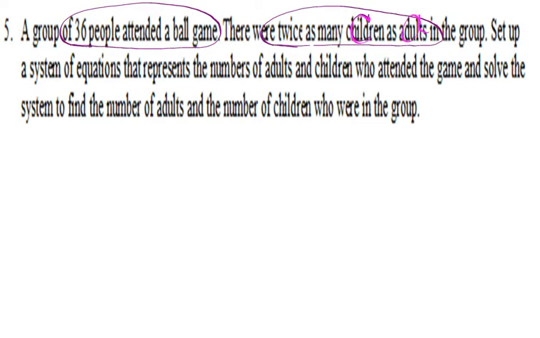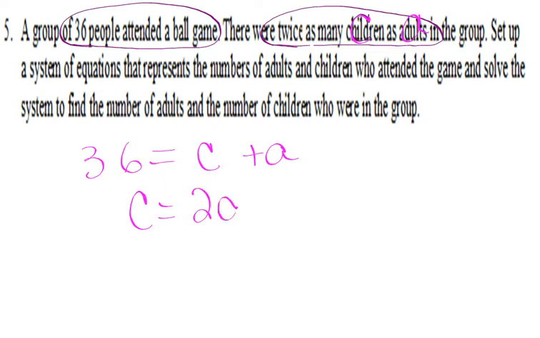So it says there's 36 people total. So let's work on the total, the numerical part of this. 36. And what is it representing? What does that equal? Well, the number of children who attended, so C, and the number of adults who attended. So there's the first part of your system. Now it says there are twice as many children as adults. So the number of children equals twice the adults. And there's your system.